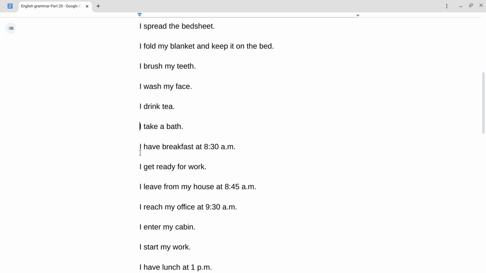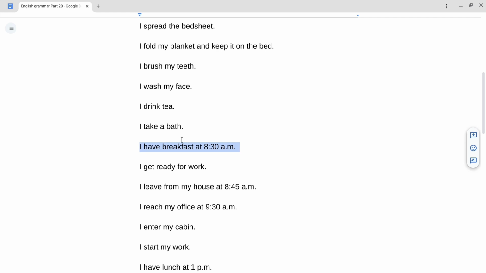Okay. I have my breakfast. I have breakfast at 8:30 a.m. So 8:30 a.m. is the time when you have food in the morning. This is something that you do on a regular basis. That is the reason why we have used simple present form.